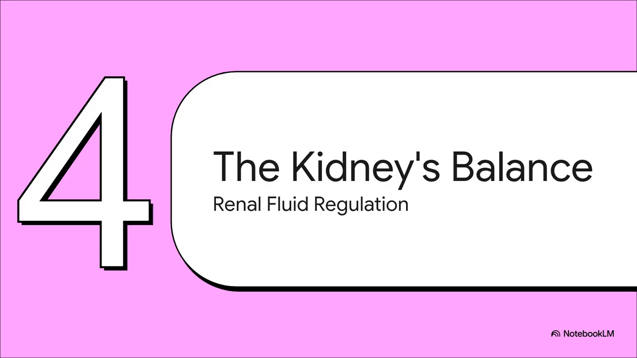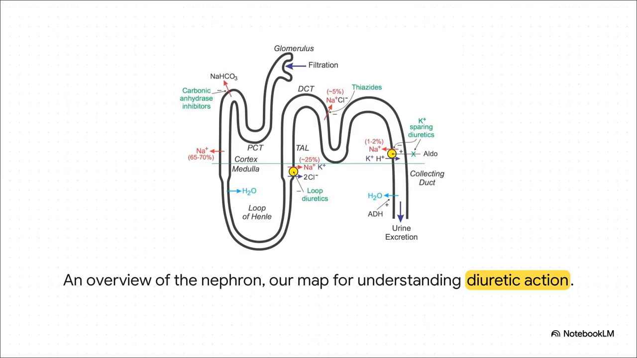All right, we are now shifting gears in a big way. We're moving away from the arteries and vascular tone and focusing on the kidneys and volume regulation. To really understand how diuretics work, we first need a crystal clear picture of how the kidneys normally handle all that fluid and electrolytes. This diagram here is going to be our essential map for the next couple of sections. It shows a simplified nephron, which is the functional unit of the kidney.